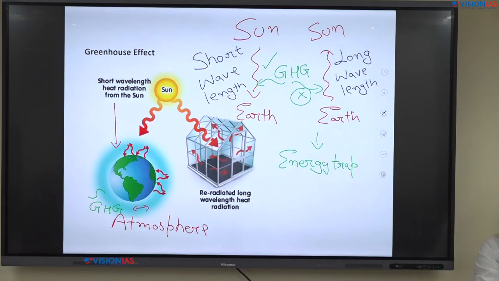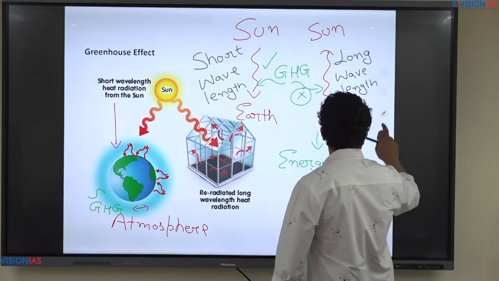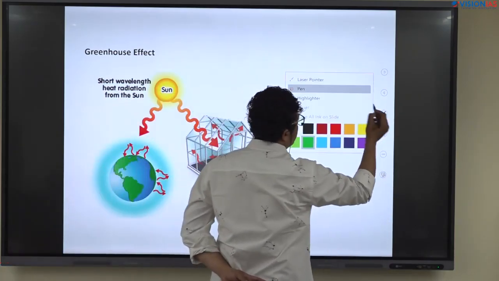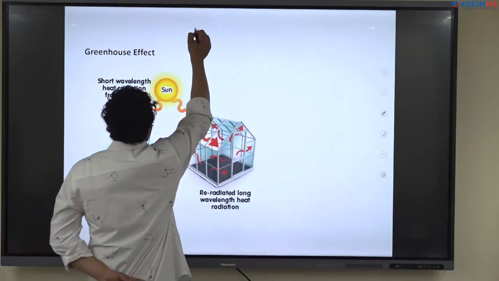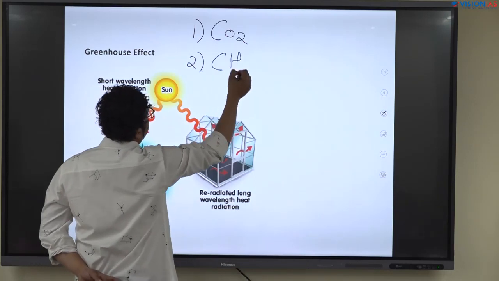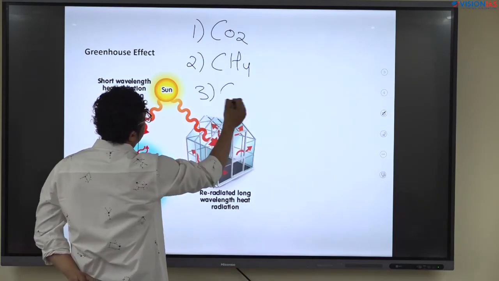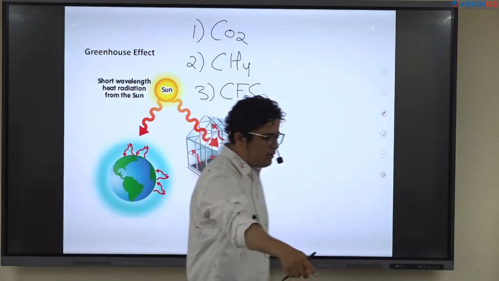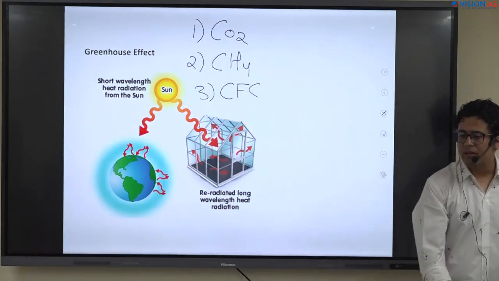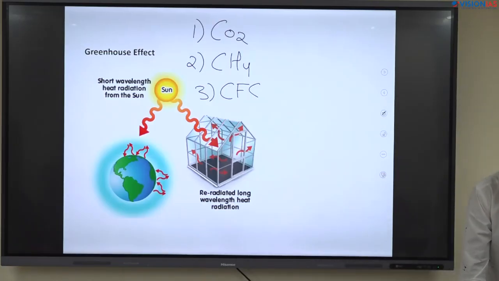So are you done with this? Now you know what is greenhouse effect? Energy trapping done by greenhouse gases. Some of the greenhouse gases, okay, so you can write here itself, example of greenhouse gases in printout, right here itself.